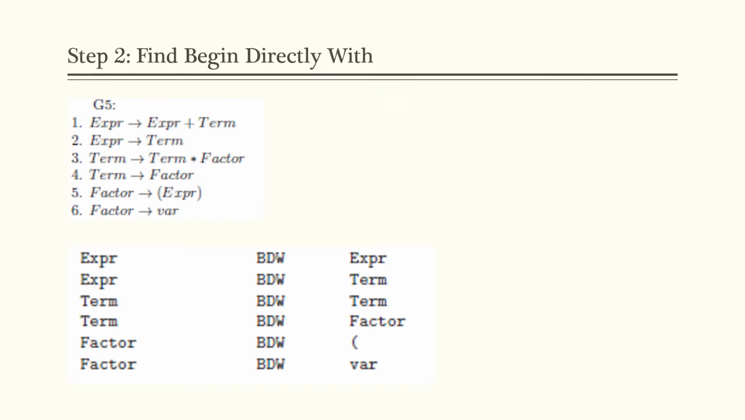We find the begin directly with, which is BDW, for each of the rules that we have here. BDW for the first rule is expressions, which is the first one here. BDW for the second one will be term. Rule number 3 is also term. Rule number 4 is factor. Rule number 5 is the open bracket, and rule number 6 is var. That is the BDW for each of the rules.